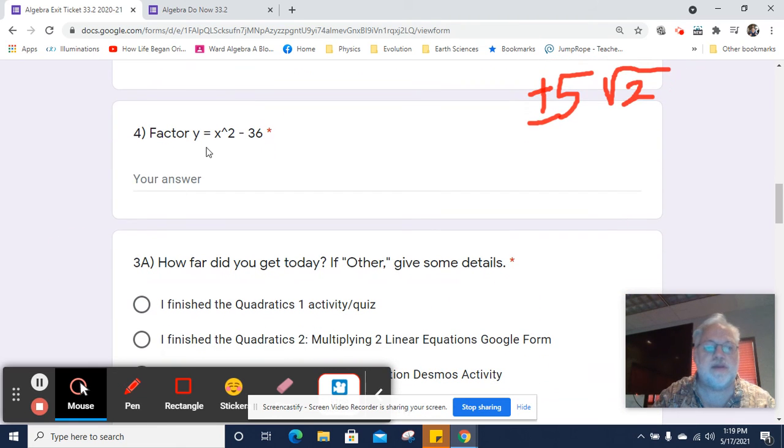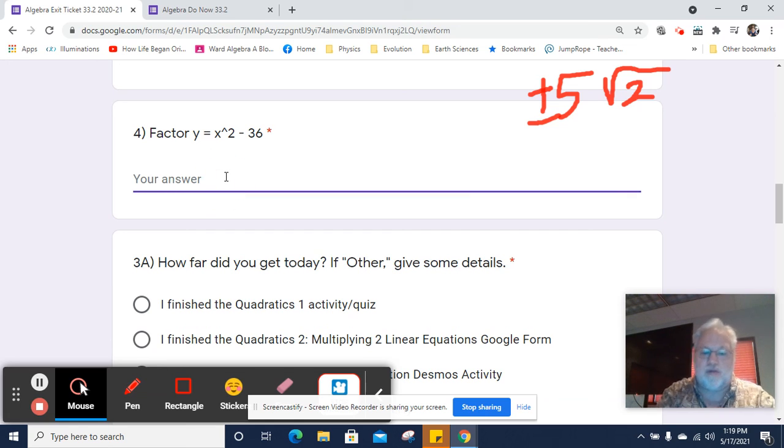Finally, we want to factor this. This is a difference of squares. So there's no middle term. So there's a 0x there. So you need two factors of negative 36 that add up to 0. And those factors would be 6 and negative 6. Our function gets factored as x minus 6 times x plus 6. And those are the factors of this equation.